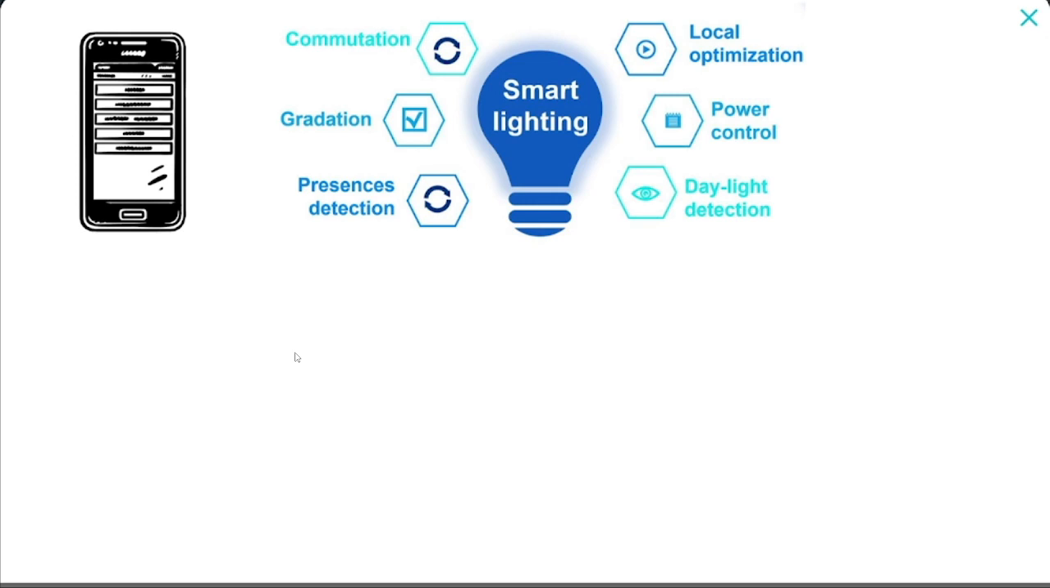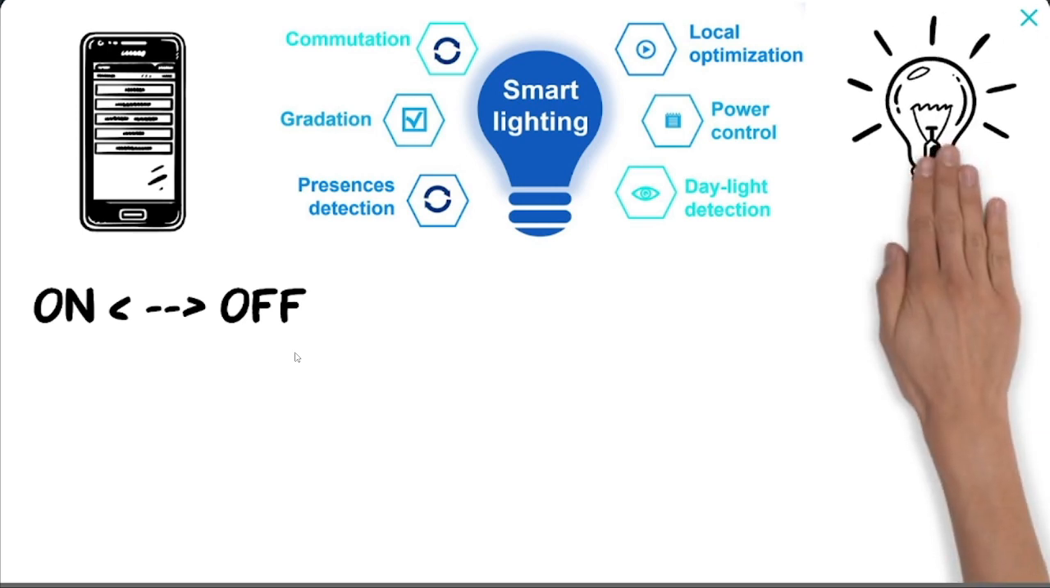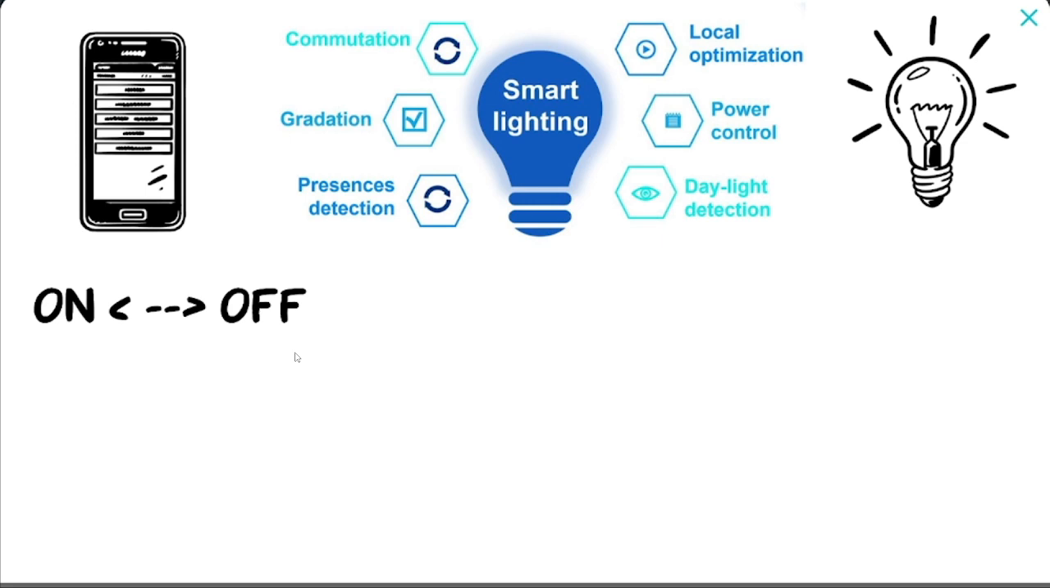However, the smart lighting project is not without its challenges. In fact, there are two critical aspects that need to be addressed: the seamless transition between the on and off states and the ability to smoothly adjust the light intensity. These adaptations should be tailored to the specific requirements and demands of the users.